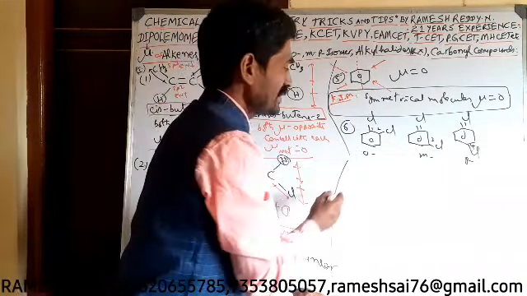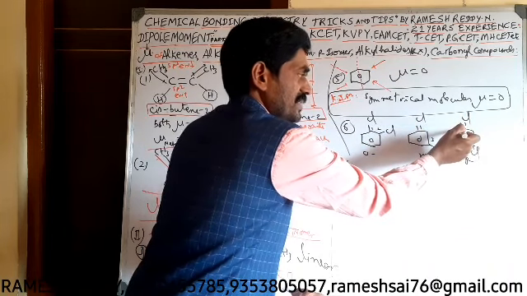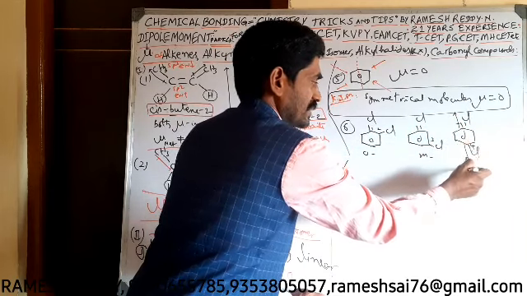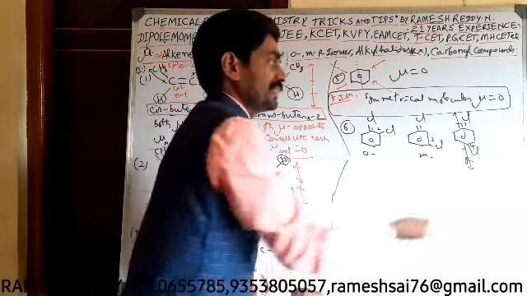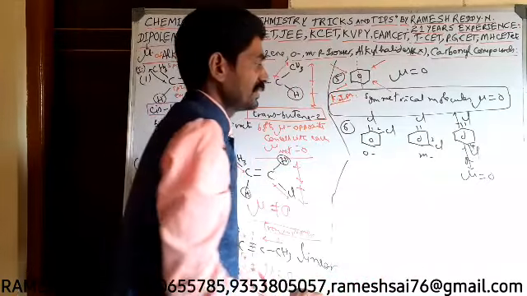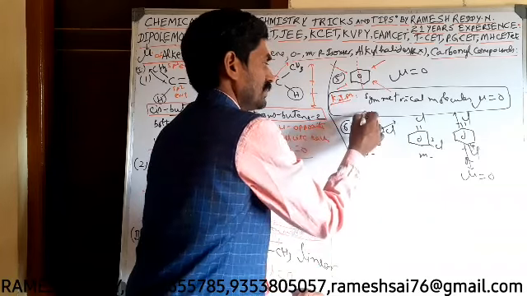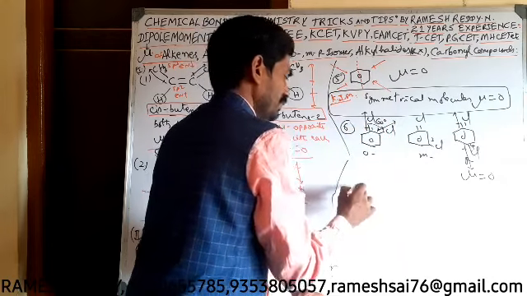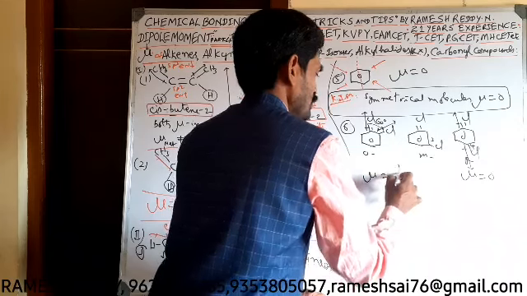In the para isomer, the dipole moment is from carbon to chlorine atom here, and from carbon to chlorine atom there. Both have the same magnitude but act in opposite directions, so both cancel each other. That's why the net dipole moment of the para isomer is 0. And what about the ortho one? Here both are toward the chlorines, from carbon to chlorine, and the bond angle here is approximately 60 degrees. You know one concept: the dipole moment is inversely proportional to bond angle.